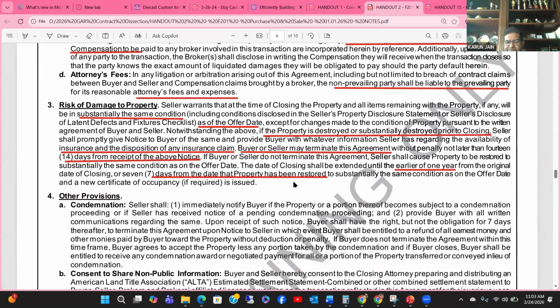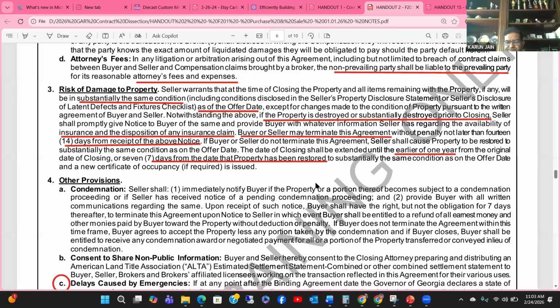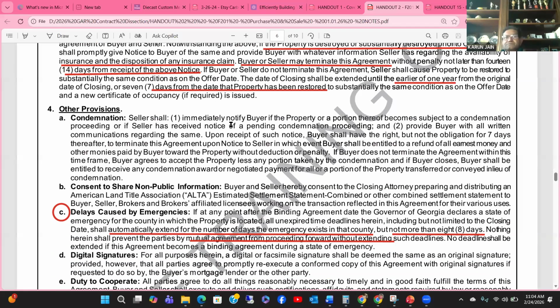Risk of damage to property. If the property is substantially destroyed, this says at closing, the property should be in substantially the same condition at closing as it was as of offer date. If it is destroyed or substantially destroyed, and that's typically by a weather event or vandalism, then here's what they can do. They can either terminate, or the seller can sign over insurance rights, or the seller can get the property back up to the condition and then they have to close. That's all spelled out there.